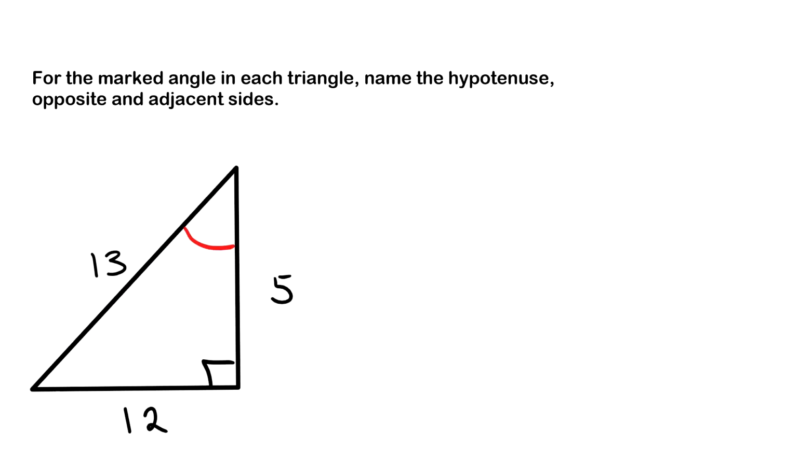Here are some types of questions you might get. For the marked angle in each of the triangles, name the hypotenuse, opposite and adjacent sides. Firstly, because there's a red angle here, I know we're looking at this angle. What I need to do is identify the hypotenuse, the opposite, and the adjacent. The hypotenuse is the first and the easiest one. It is the longest side. I've been given values, so I automatically know that the biggest number is my hypotenuse. So I can label that as h, because h equals hypotenuse.